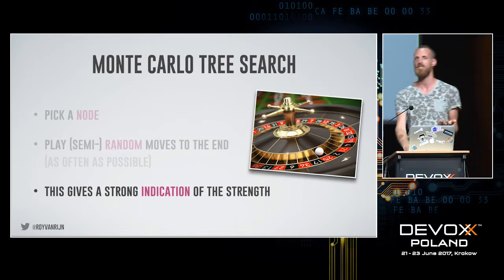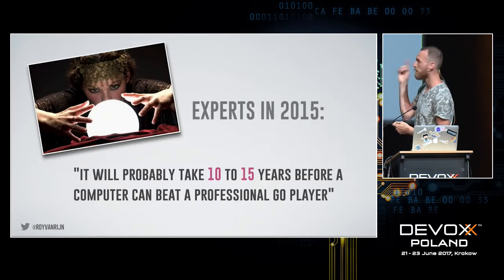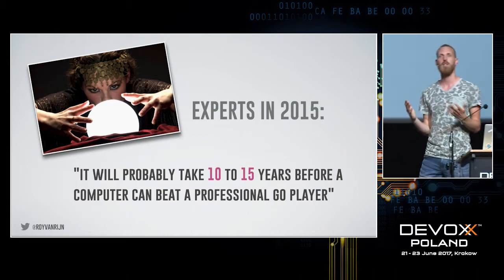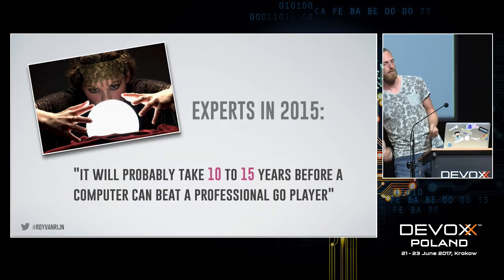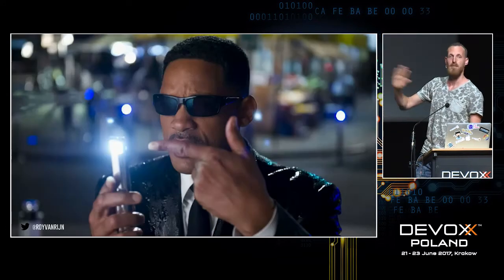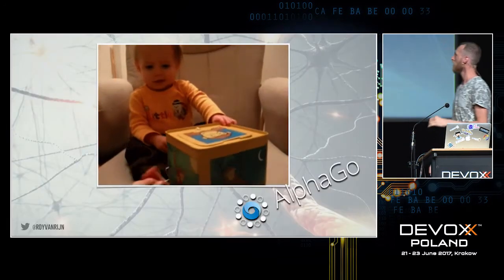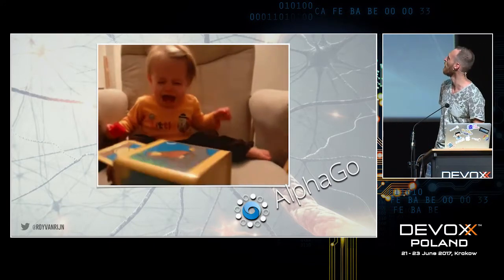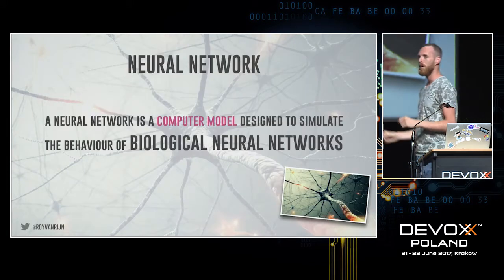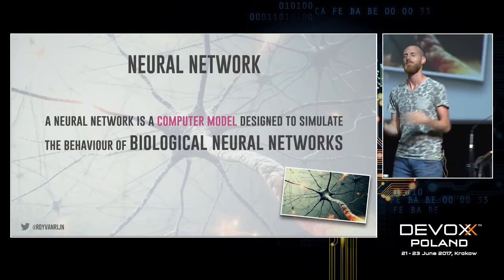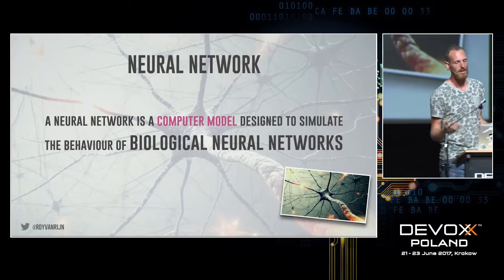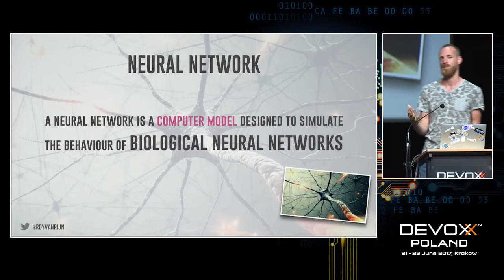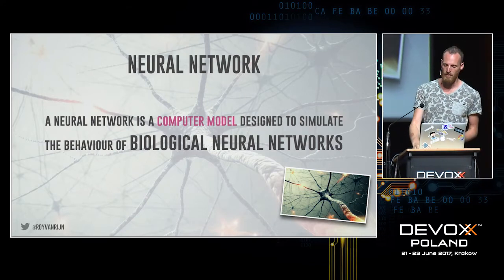So Go AIs aren't that good. And in 2015, just 2 years ago, the experts said it will probably take 10 to 15 years before a computer can beat a professional Go player. Forget that. Because suddenly, AlphaGo came around. And AlphaGo is using neural networks. I probably don't need to explain this, but neural networks are a computer model based on our own brain. Not our own brain, but a brain in general.